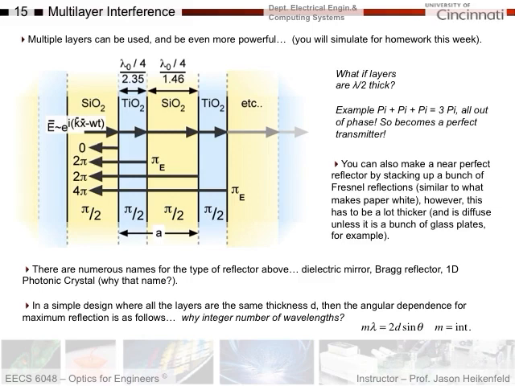And so there's numerous types of names for this type of reflector. They call it a dielectric mirror, Bragg reflector, 1D photonic crystal. They call it a photonic crystal because it's periodic, right? Crystals are periodic, and this is periodic in one dimension.